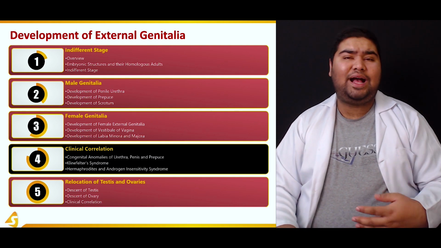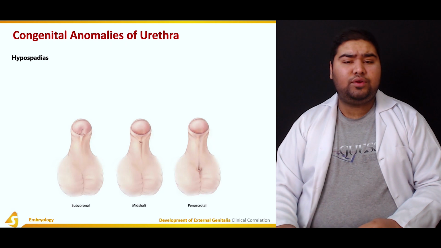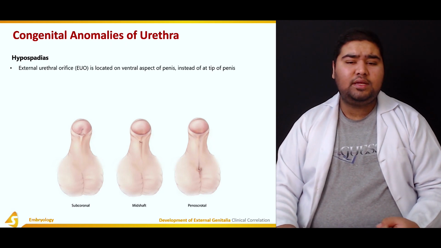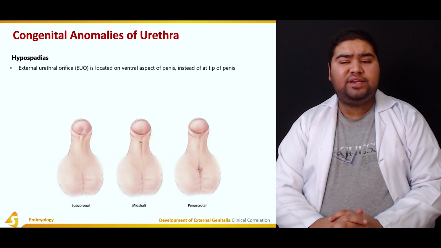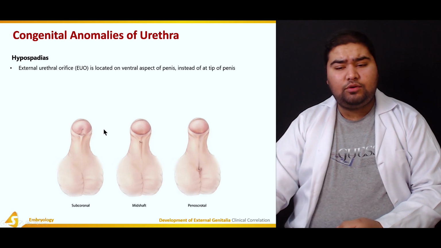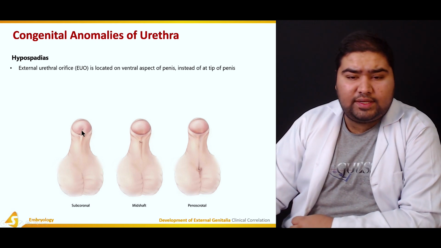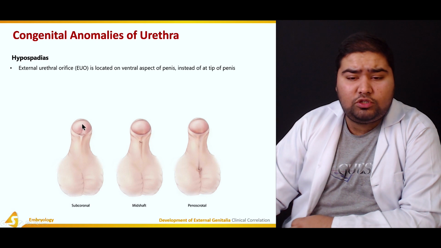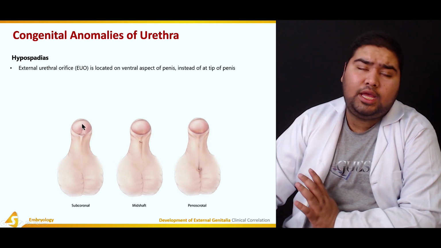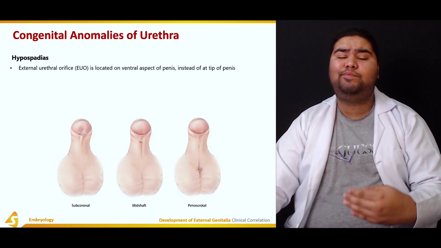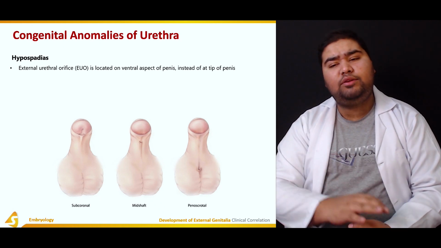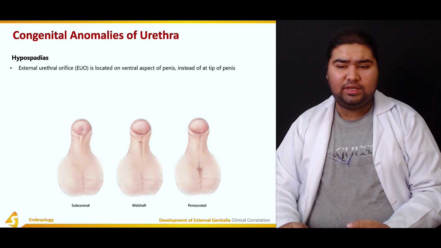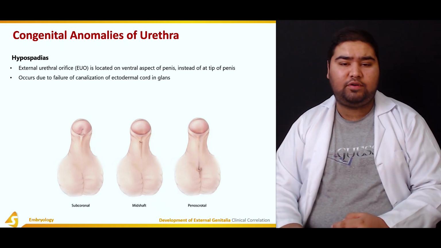So first of all, we have the congenital anomalies of the urethra. We have hypospadias. So the external urethral orifice is located on the ventral aspect of the penis instead of the tip of the penis. This orifice, the external urethral orifice, is supposed to lie on the tip of the penis in normal conditions. However, hypo means below, so in hypospadias it comes to lie on the ventral aspect of the penis instead of the tip of the penis.